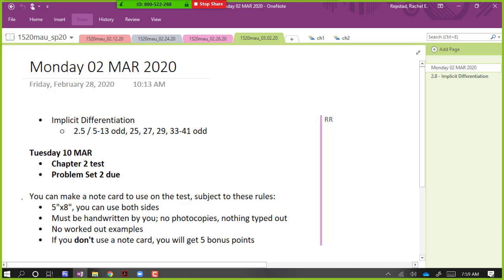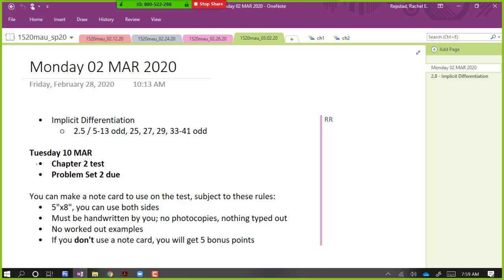And on this test and all the tests that come after this, so Chapter 3, Chapter 4, you can make a note card to use on the test. Sorry, just writing on the board. You can make a note card subject to some rules: it can be no bigger than a 5x8, and you can use both sides, or you can measure out an equivalent amount of area on a sheet of paper. That's fine. It has to be handwritten by you, nothing typed out, no photocopies.